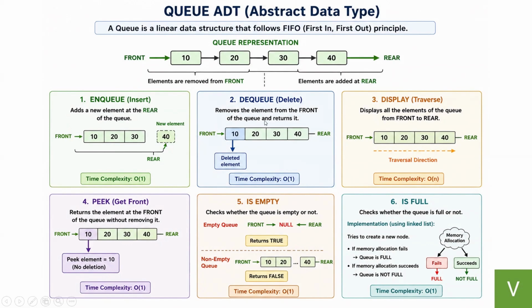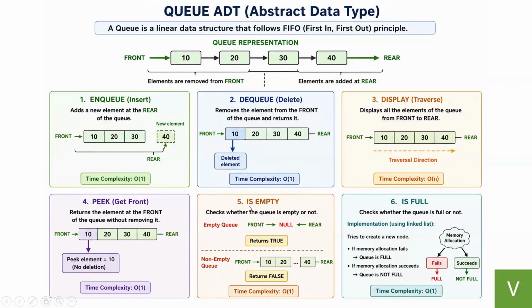Similarly, if you want to delete an element from the queue, the front element 10 gets deleted and the front gets updated so that the front corresponds to the node 20. Whenever we perform a display function, all the elements in the queue get displayed from front to rear. Similarly, whenever we call the peek function, the front element in the queue gets displayed, that is 10.